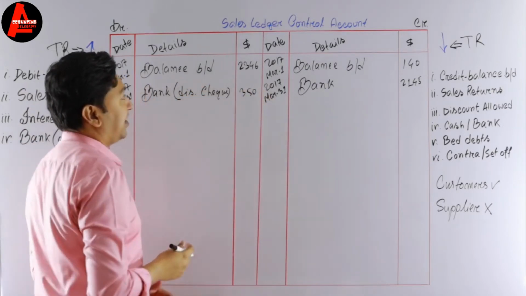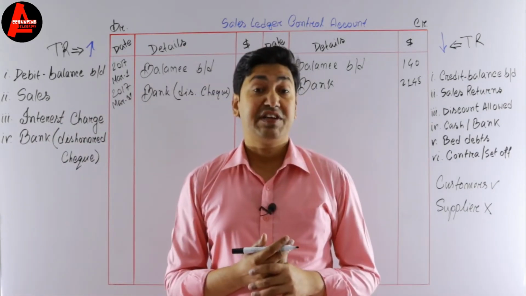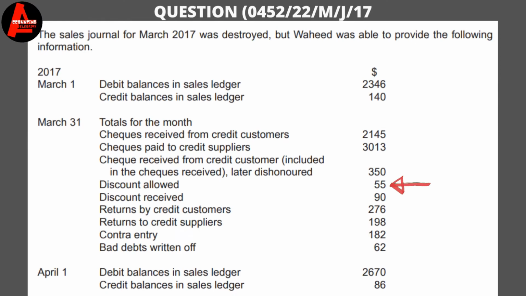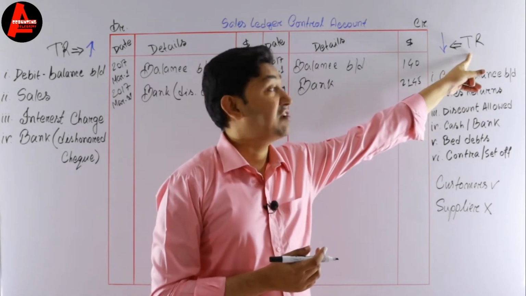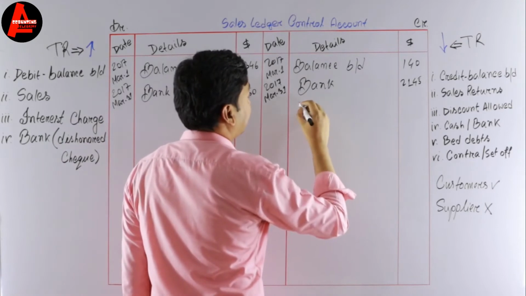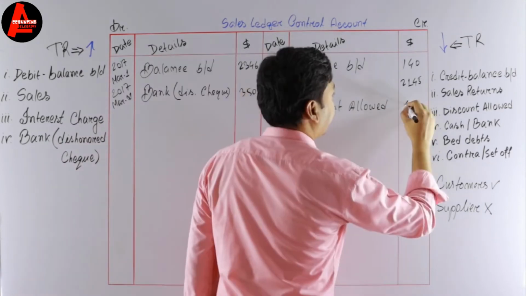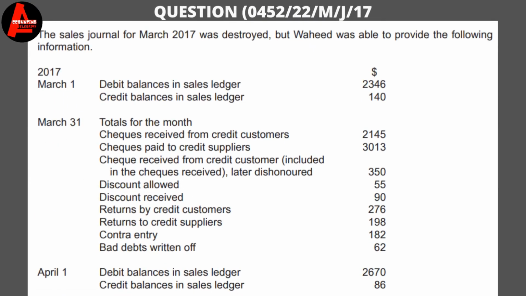$350. Okay, so over. Very easy, very simple if you understand. Okay, next one is discount allowed. So discount allowed will be recorded here. Which side? In the credit side, because it will decrease the value of TR, means trade receivable. So let us write here same date, discount allowed $55.